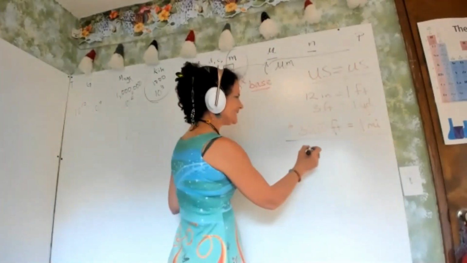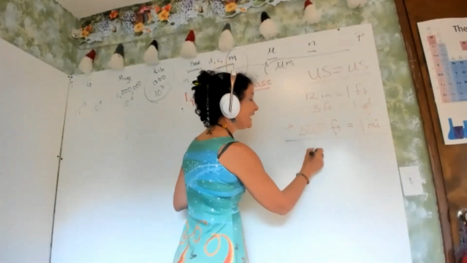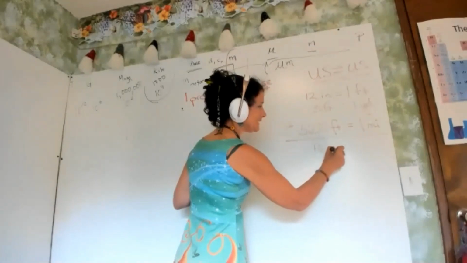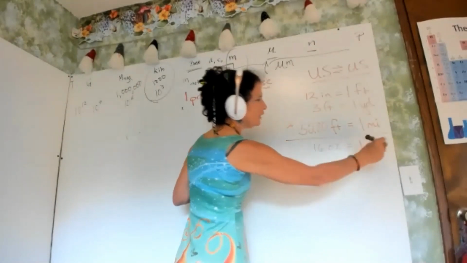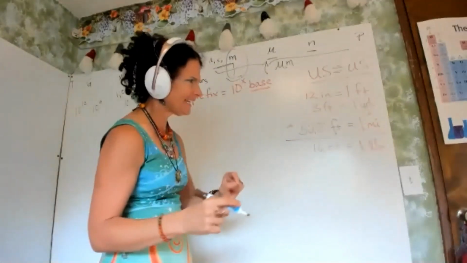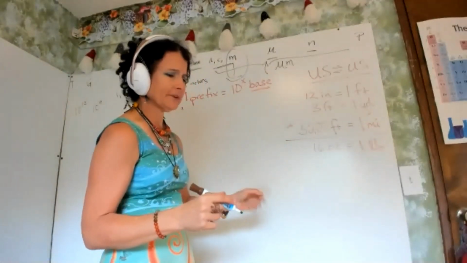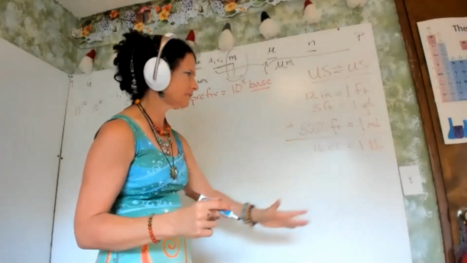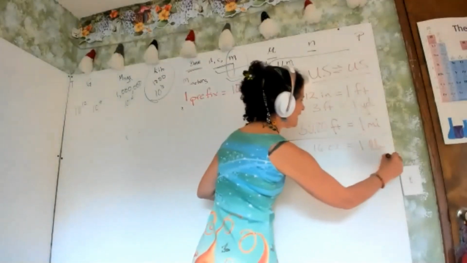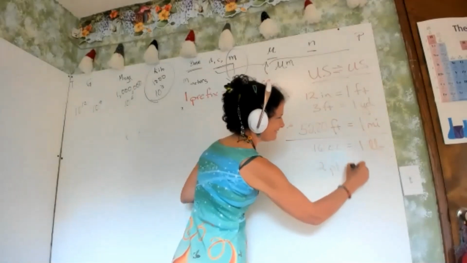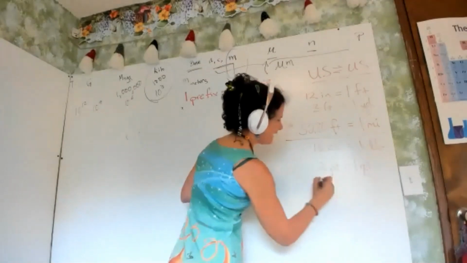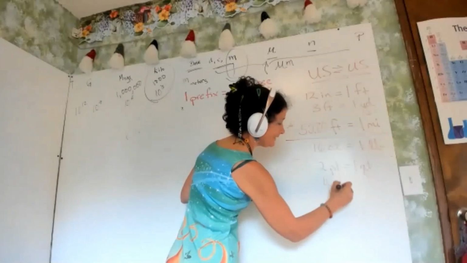So those are all distance. There are 16 ounces to 1 pound. So that's LB. I write it in cursive because otherwise you think I said 1B. And there's 2 pints to a quart. There are 4 quarts in a gallon.